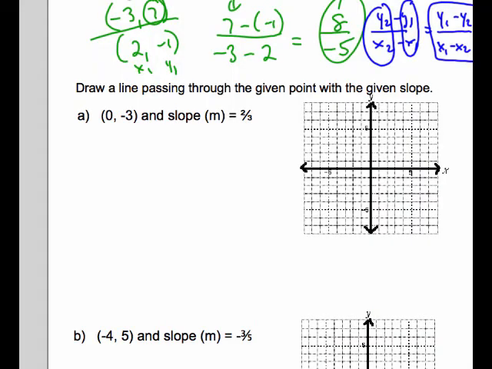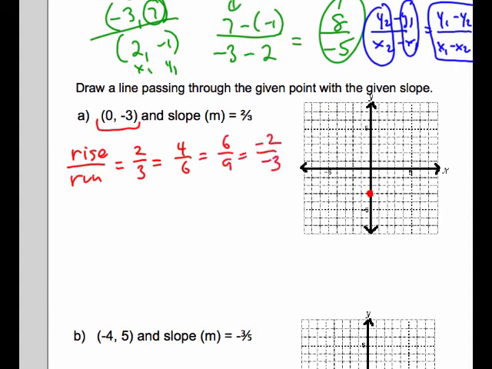Alright, we're being asked to draw a line passing through the given point with a given slope. So we have the coordinate 0, -3. We'll start there. And we have a rise over run of 2/3. Now remember that a slope is just a ratio. So when we say 2/3, any ratio that gives 2/3 is a legitimate amount to go by. So it could be 4/6, it could be 6/9, it could be -2/-3.